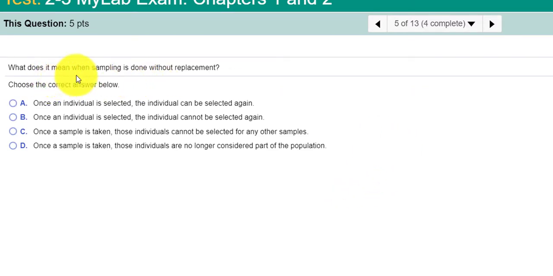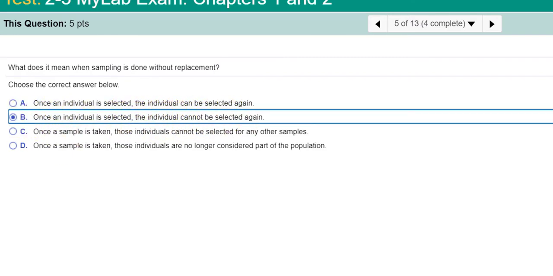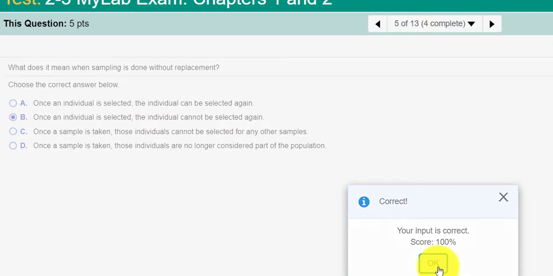So it says, what does it mean when sampling is done without replacement? So I believe that's once an individual is selected, the individual cannot be selected again. Let's check our answer. Good job.